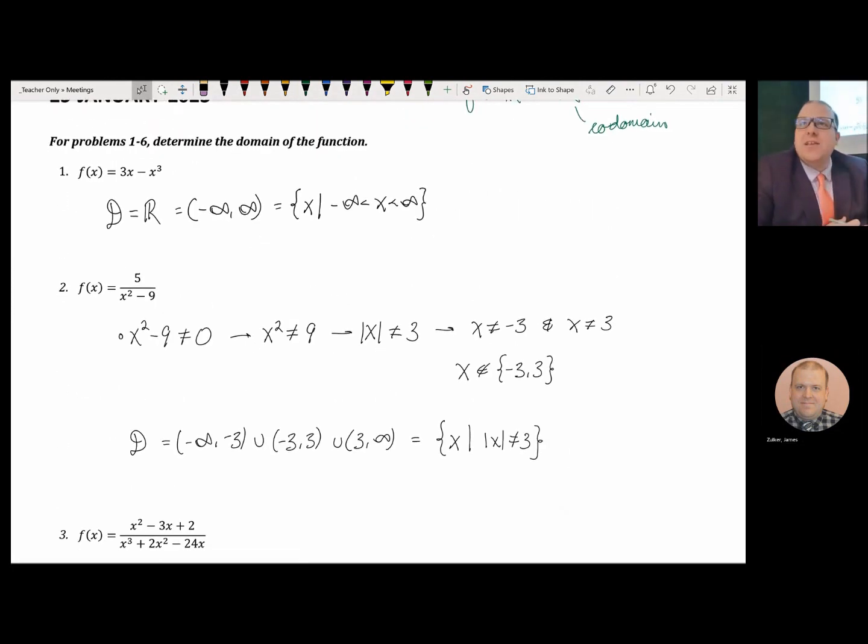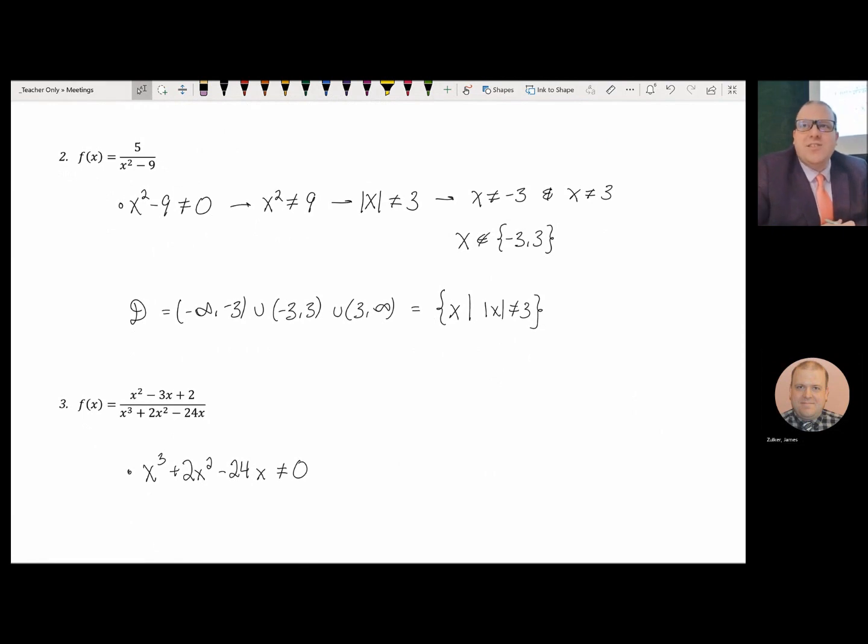The first one doesn't have a denominator, so you don't have to worry about that. The second one does. We said x squared minus 9 cannot be 0. That's where we found out that negative 3 and positive 3 have to be removed. So we're doing the same thing, it's just a different denominator now.